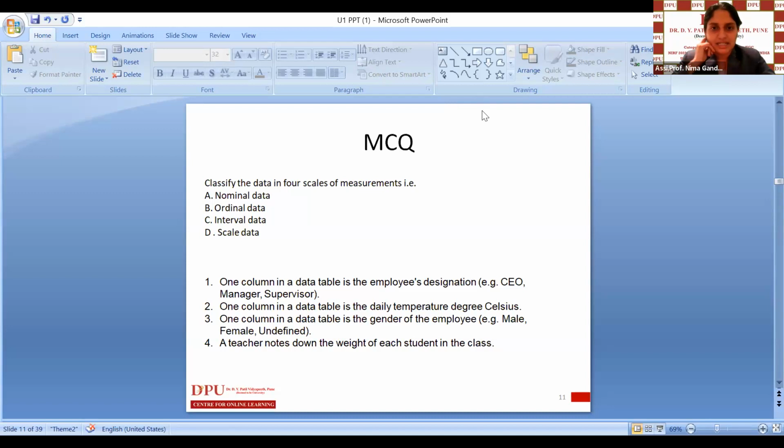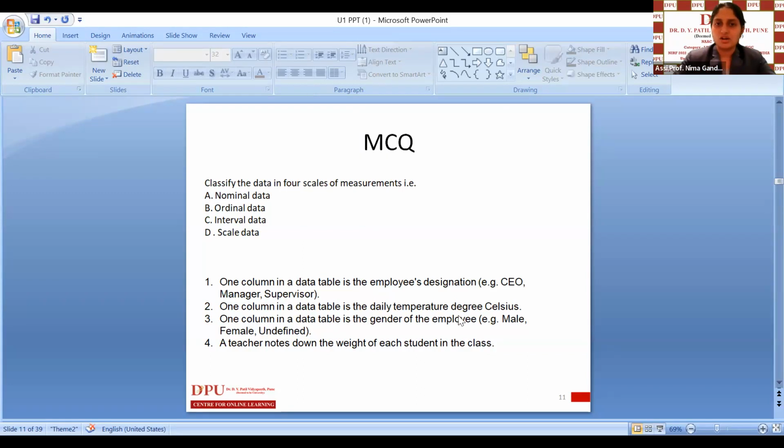The column in the data table is a daily temperature in degrees Celsius. What type of data is it? Natural zero exists or no? Interval. The column in a data table is the gender of the employee. Can you give a higher rank to one of the genders? No. So what type of data is it? Nominal data. It is a nominal data.